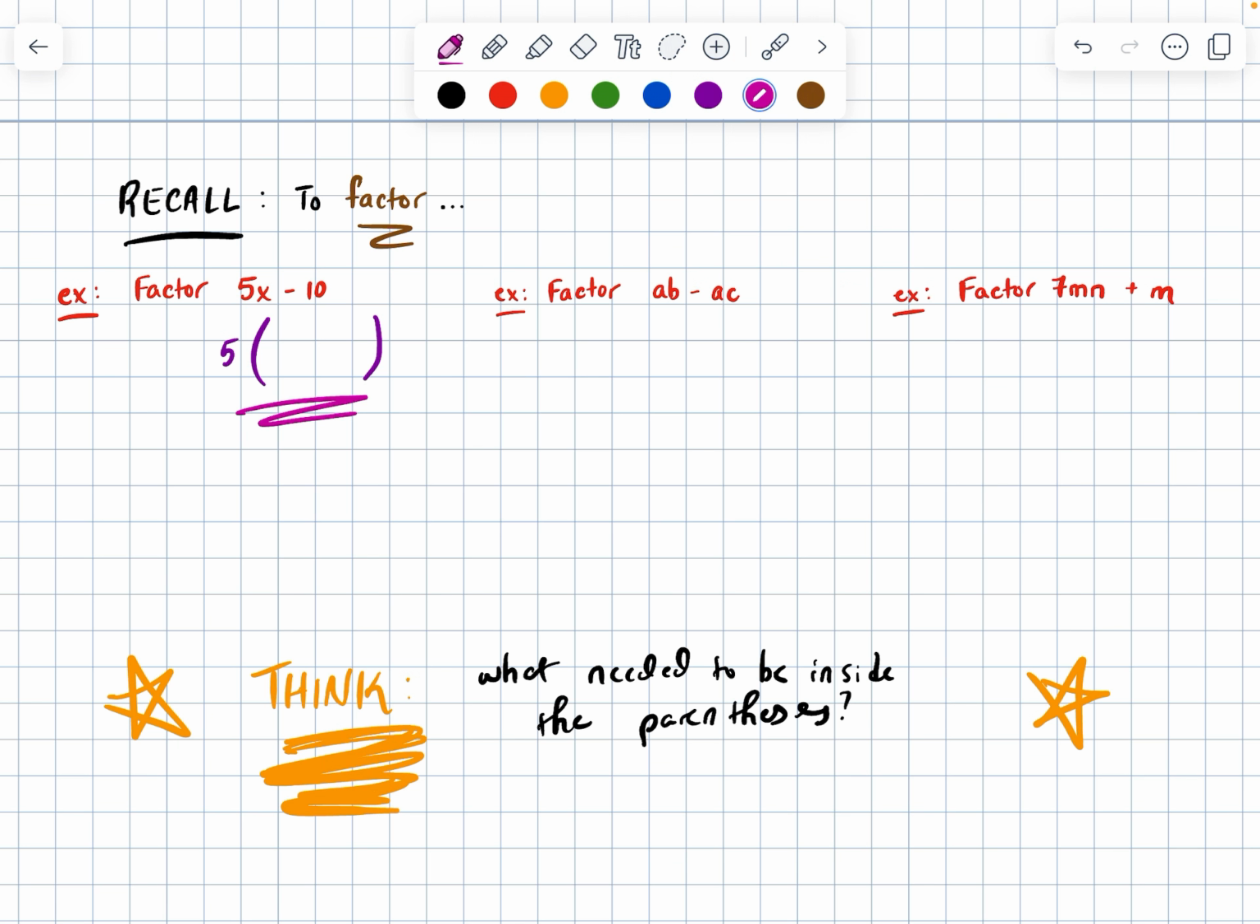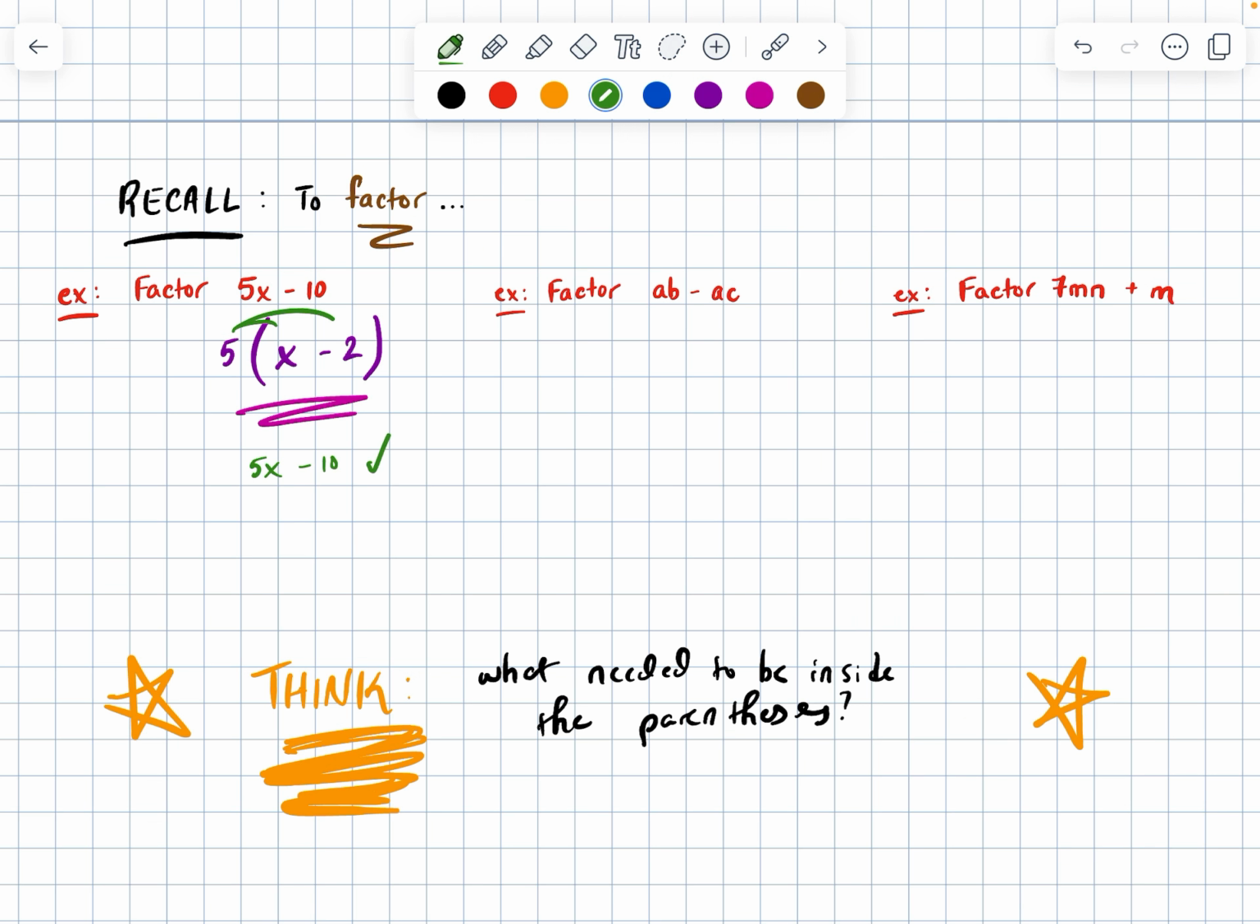Alrighty. Well, if I want to get back to 5x, what would I need to multiply that 5 by? 5 times x would give me 5x. And the same thing here, to get back to negative 10, what would I need to multiply 5 by? I'd need a negative sign, and then 5 times 2 gives me 10. Real quick, let's check my work. 5 times x will give me that 5x. 5 times negative 2 will give me that negative 10. Does this make me happy? Well, no, nothing makes me happy. I'm sad. But in the context of this problem, yeah, this makes me pretty happy.